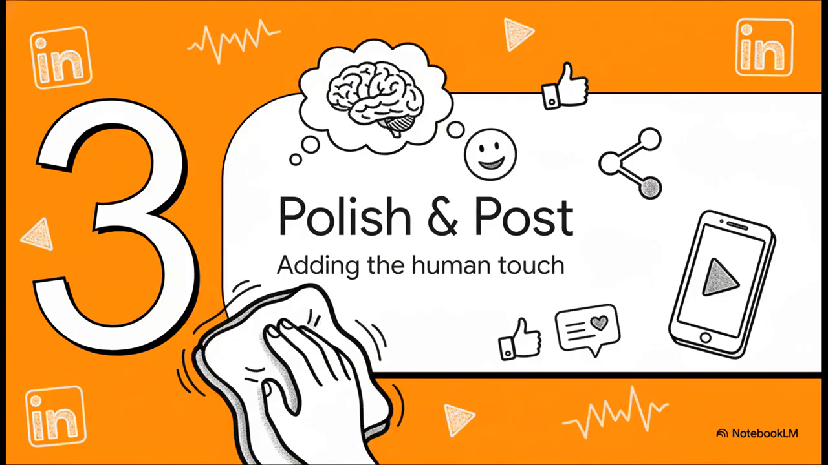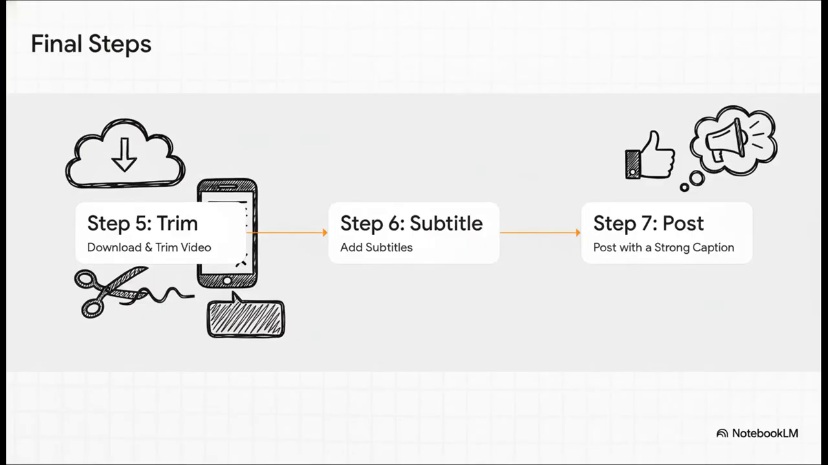Okay, so the AI handed us a pretty solid draft. So are we done? Nope, not quite. Now we hit the final phase, which is all about polishing it up and getting it ready to post. This is where you bring in that crucial human touch to get it ready for prime time. These last few steps are just tactical, but you can't skip them.